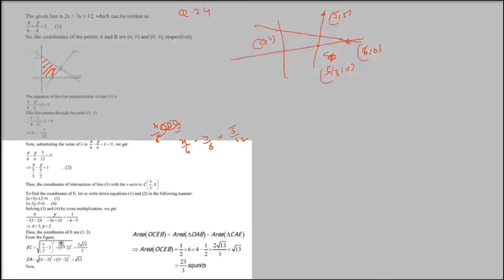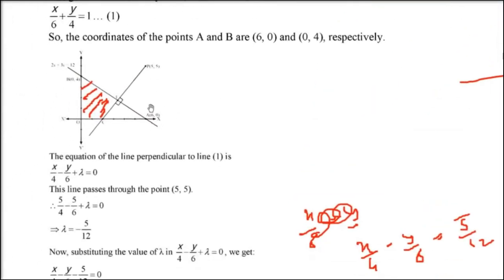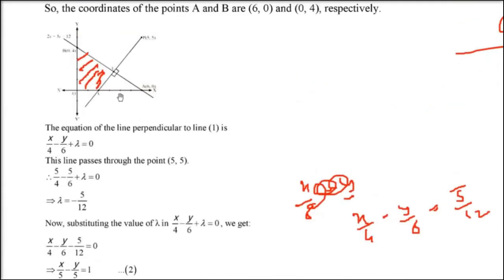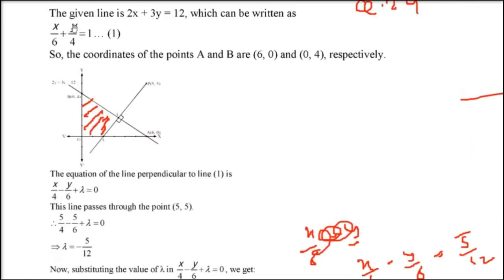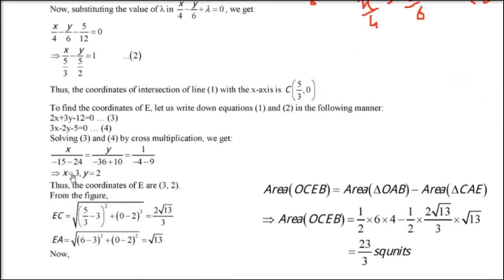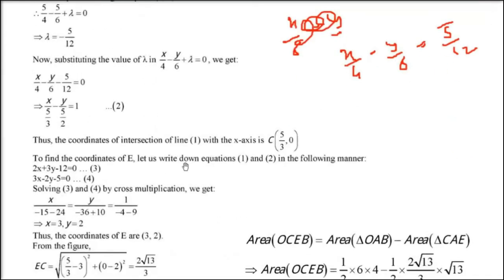Now we have to find the point E. So we take the intersection of these two lines. You already know how to solve linear equations in two variables. So we solve these two lines, and x is 3, y is 2. So this E point is also known now.